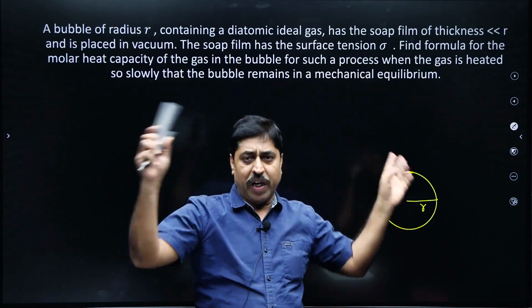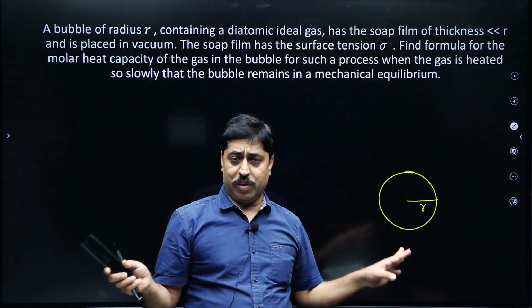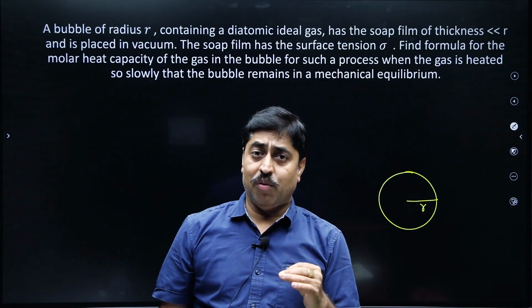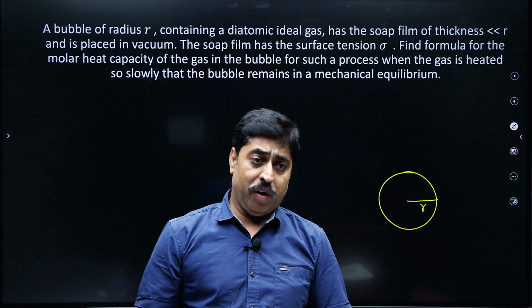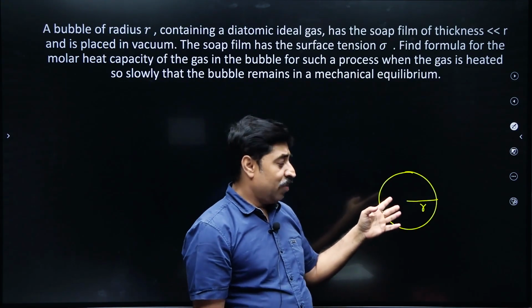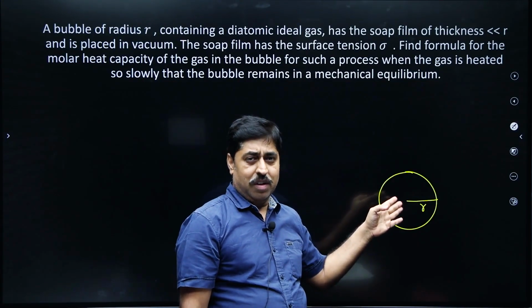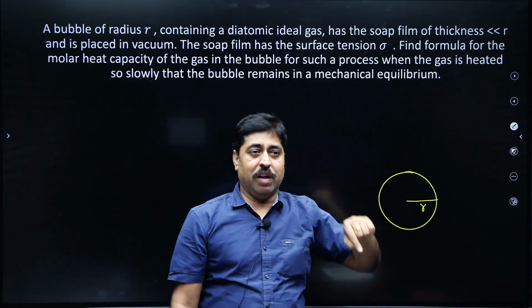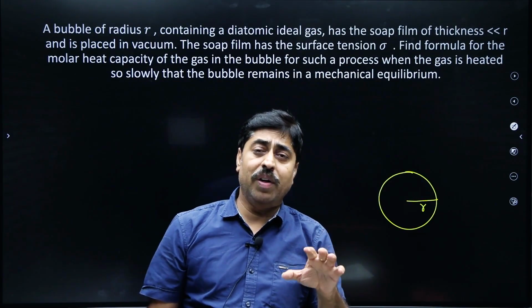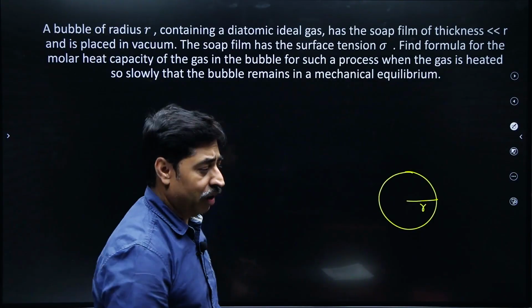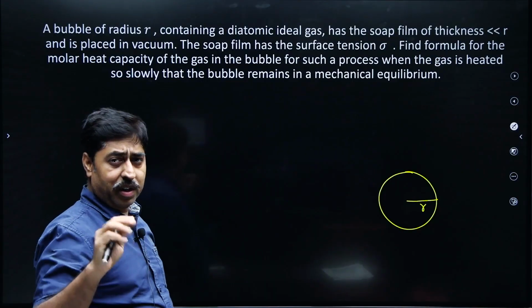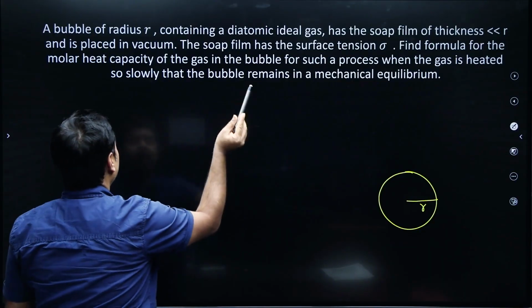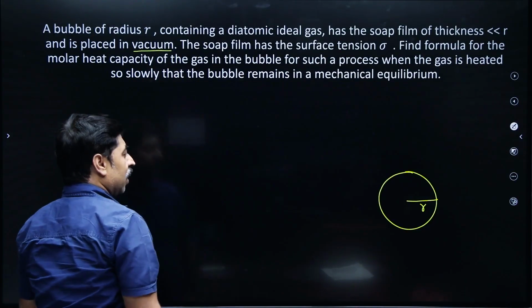Now, by some mechanism, the mechanism has not been specified, but the question says the gas inside the bubble is heated very slowly so that the bubble is in mechanical equilibrium, which means if you really heat it very fast, then the surface may accelerate, any small segment on the surface may get accelerated. So, that is not there, it is always in mechanical equilibrium. That means any part of the surface is not accelerated, you can always treat it to be in equilibrium. And there is another key word in the question, that the bubble is kept in vacuum.